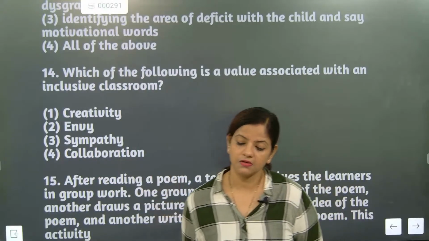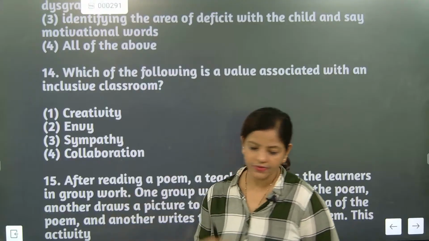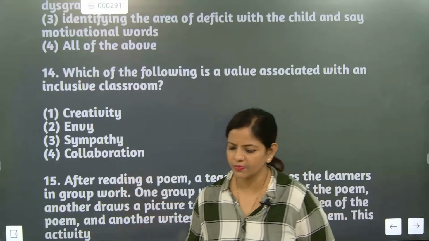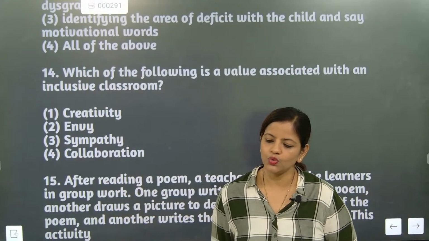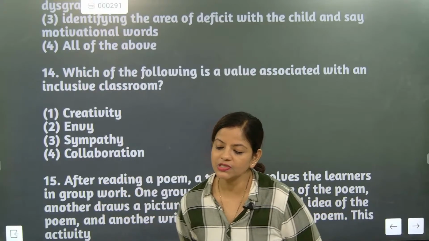Creativity is a skill. I am very creative. Creative means I'm creative in what? I can be creative in art. I can be creative in culture, different types of things. So envy is not good. So here the option is 4.